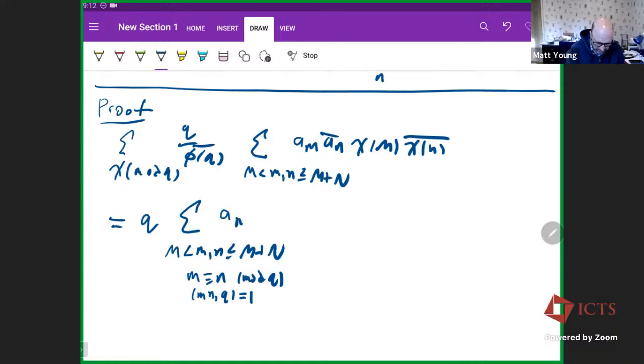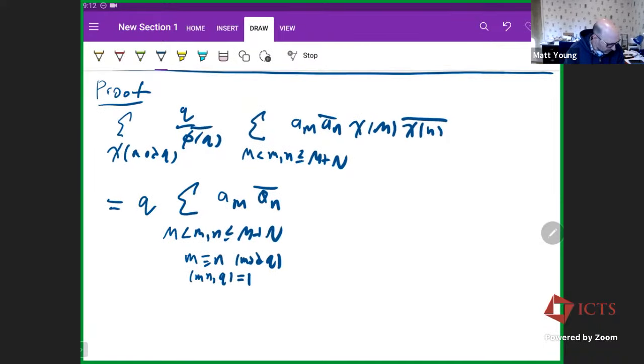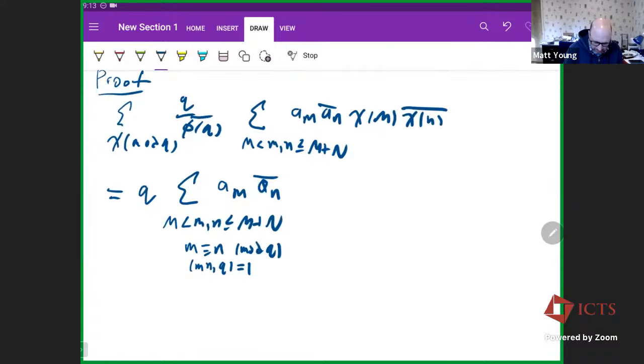So this is a_M, a_N bar. Alrighty, and then I want to write this as a sum over M equals N. That's what we'll call the diagonal term, and then we have separately the terms where M is not equal to N.